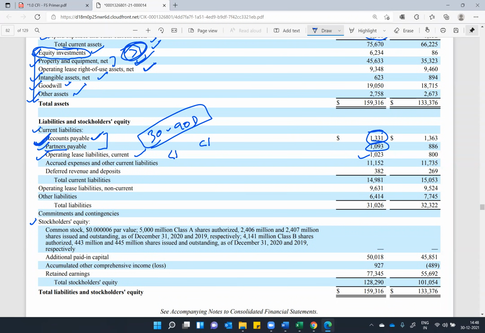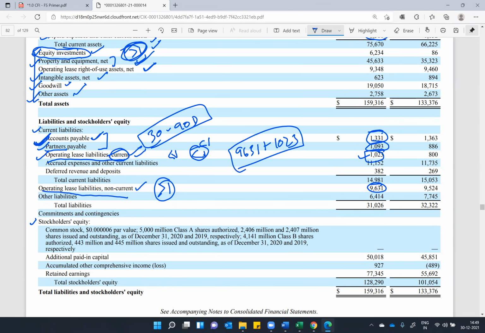So let me tell you, this has two portions: operating lease liability current and operating lease liability non-current. Non-current means the part of the lease liability which has to be paid after 1 year will come here, which is 9631, and the part of lease liability which is current, which you have to pay in less than 1 year, will be here. So the total lease, if I have to sum it up, is 9631 plus 1023.